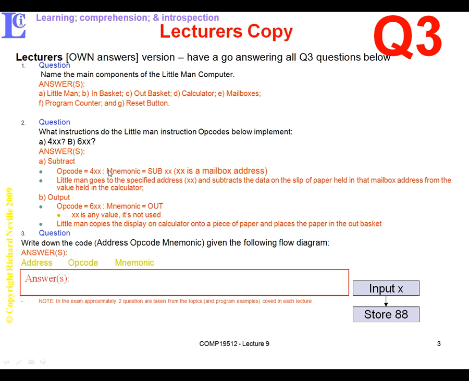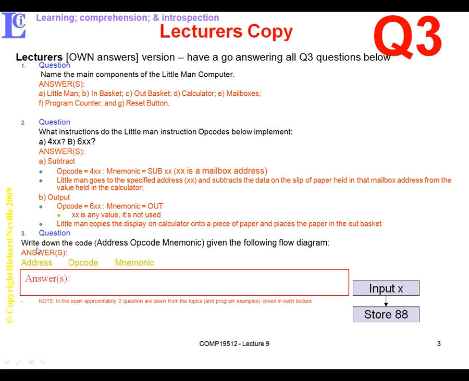So what you should think about when you think about opcode 4 is the little man goes to a specific address given after 4, which is xx, and subtracts the data on the slip of paper in the mailbox from the calculator. So the previous value must already be placed in the calculator. That means there's an implicit first load of the calculator and then the subtract. Then the next one, the output, is basically taking a piece of paper from the calculator with 3 digits on it to the out basket.